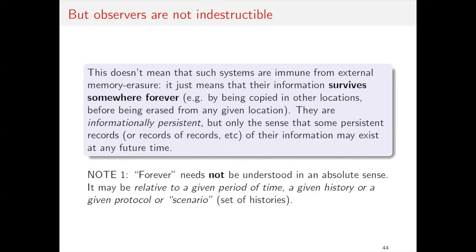So, and also this informational persistence, the fact that these records survive till the end of the protocol, the end of time, shouldn't be taken in an absolute sense. They survive forever, well, but this doesn't mean forever. It means relative to a given period of time, a given history or given protocol or scenario or set of histories, right? So it's relative to the one under consideration. So you want not to reach a paradoxical connection for that. So maybe observers or systems are potential observers from the perspective of another one, only in a very relative sense, for a while, given some big scenario, but maybe not forever in the capital L.